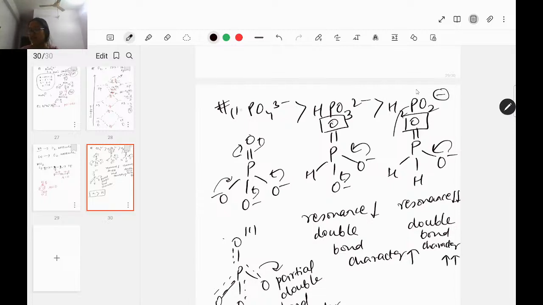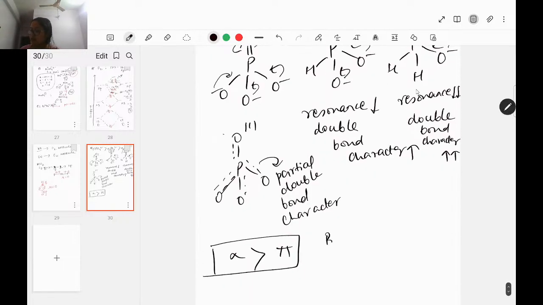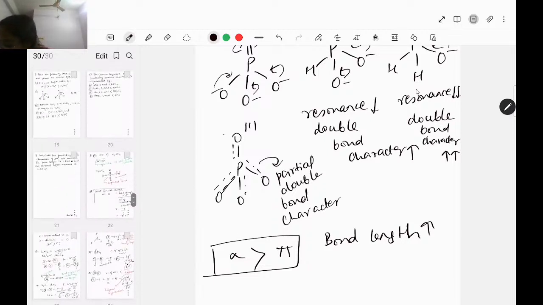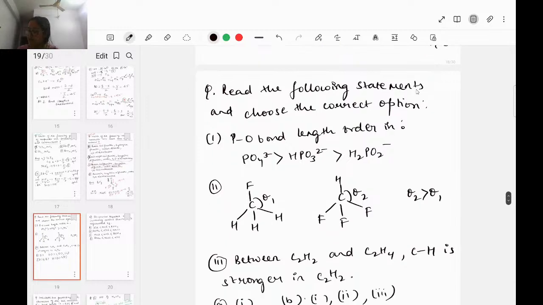The first option is correct. So due to increased resonance, the double bond character of the oxygen atom decreases, and that is why our bond length increases. If the double bond character decreases, the bond length increases. Okay, so let us go back to the question. Okay, so now this one is correct.